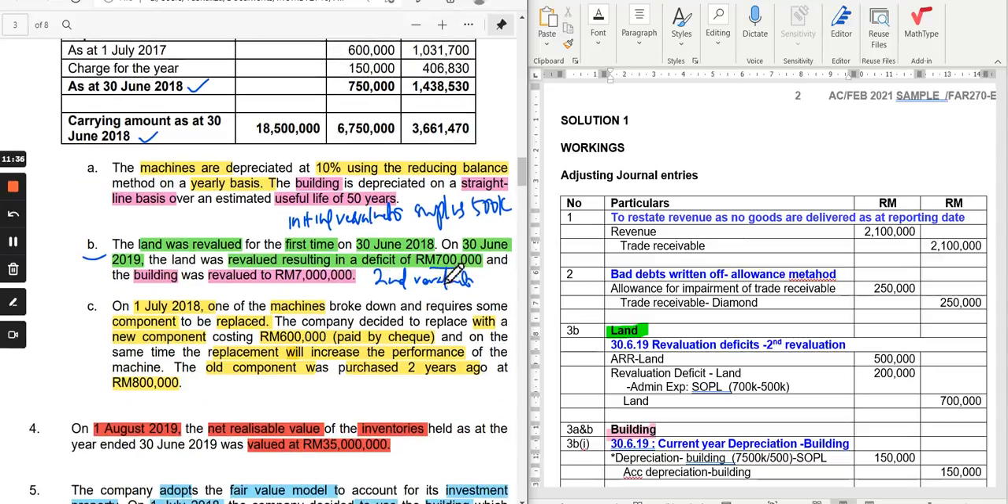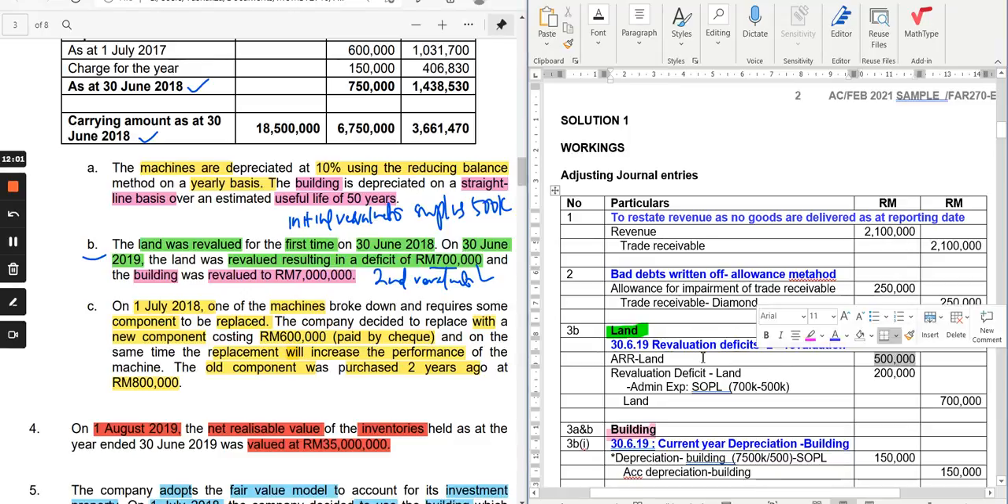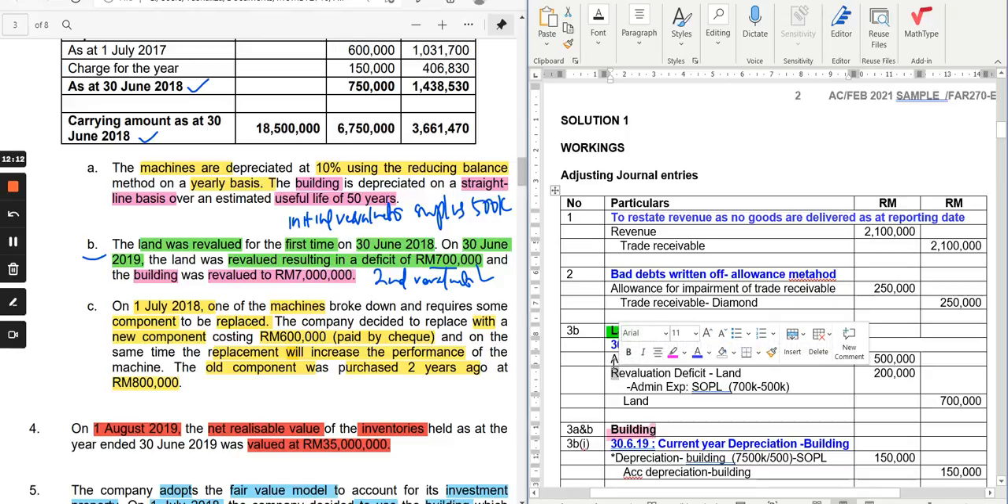Now the land was being revalued. There is a deficit of 700,000. So what you need to do is, for that 700,000, you need to first utilize whatever balance that you have, 500,000. Right, so the land balance has 500,000. So the deficit should be first debited to the ARR of land. Is there enough balance? No, 500,000 only. Your deficit was 700,000. So the remaining will be debited to the revaluation deficit. But first, you must fully utilize the revaluation reserve relating to land.